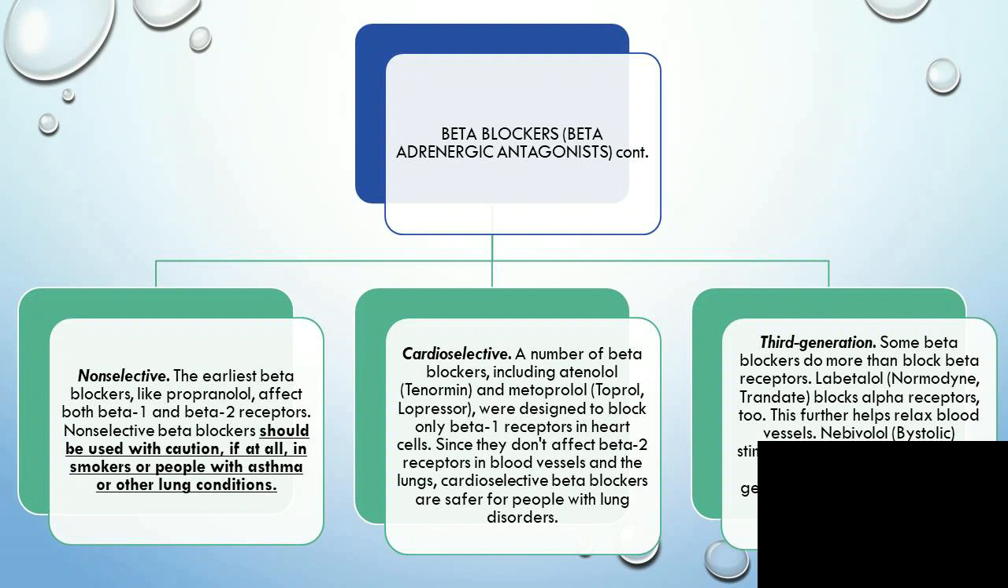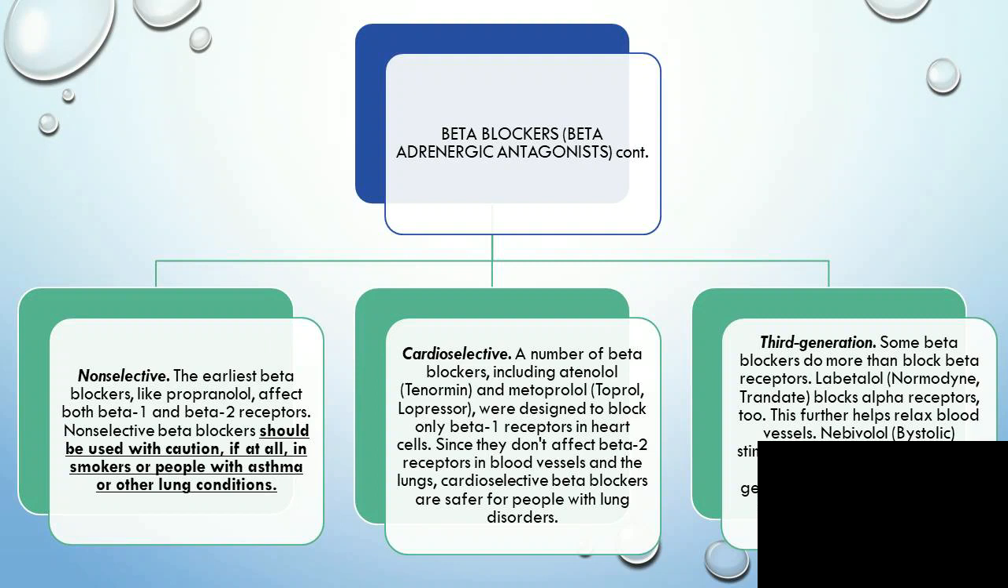The cardioselective were a later type of beta blocker that were created, and these include atenolol and metoprolol. They were designed only as the beta-1 receptor blockers in heart cells. So they don't affect the beta-2 receptors in blood vessels and lungs. And so the cardioselective beta blockers are actually safer for people with lung disorders.